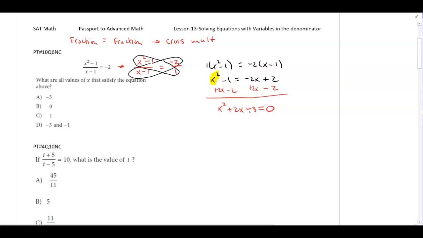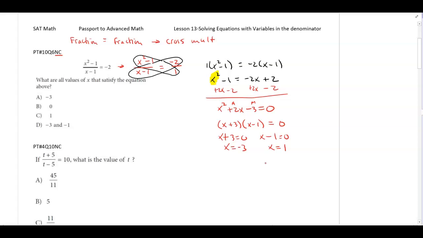Now, this is a no calculator problem, so you can't graph that and look for the solutions. So what we have to do here is look to see if it's factorable. Are there any numbers that multiply to give me negative 3 and add up to 2? Yes. That's going to factor to x plus 3 times x minus 1 equals 0. So right away, x plus 3 equals 0, x minus 1 equals 0. And when I solve this, I get negative 3 and 1.